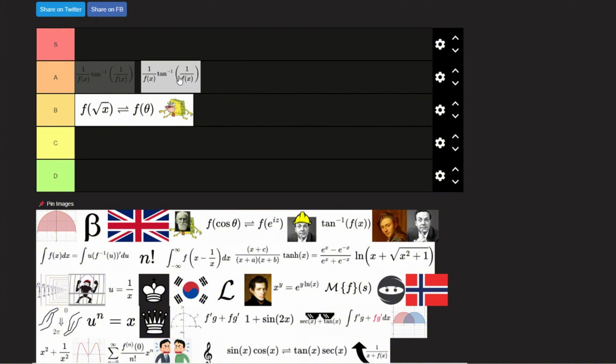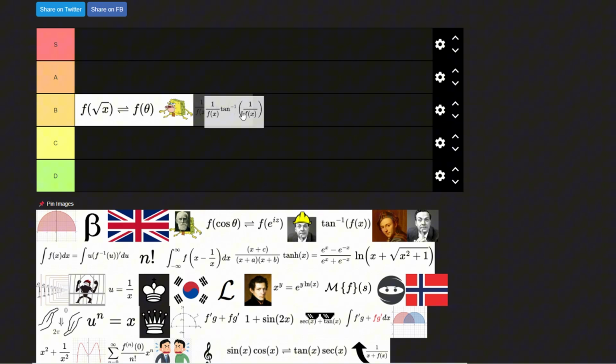It is a very cool technique, but rarely will you ever get a nice integral out of it. I'm going to put B. It does give you an easier integral when you do the substitution, but it's still a hassle to deal with. I'll put it at B because it's not always the case where you get a nice integral.